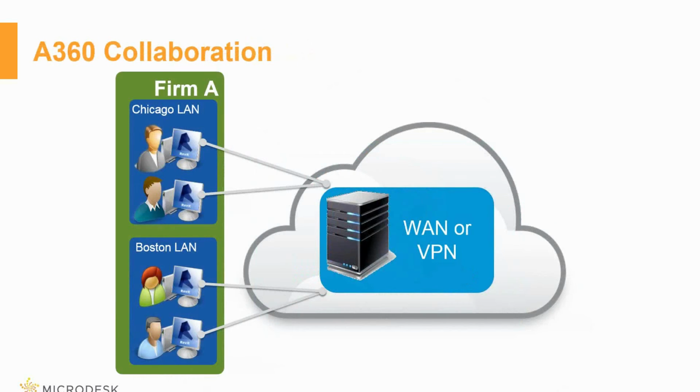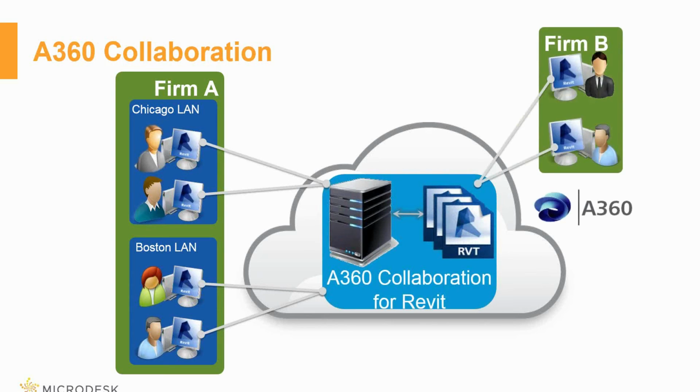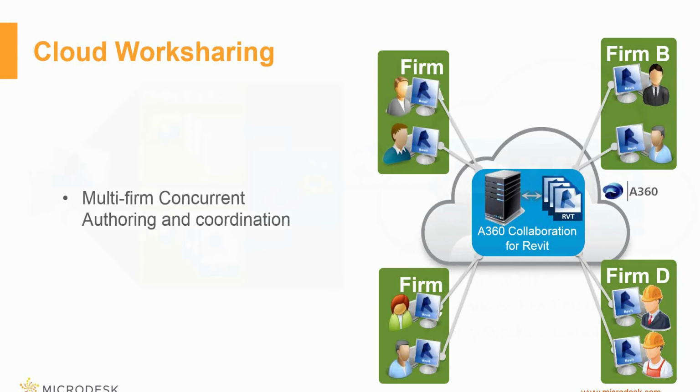What it enables everybody to do is go beyond having a WAN or VPN, which may or may not actually work very well for a firm that might have more than one location, and enables them to collaborate not just amongst themselves, but with other firms that are outside of their network. So what it actually does is it provides a portal. Everybody on the project can access that portal, regardless of where they are, what network they sit behind, who they work for. And that allows multi-firm concurrent authoring.